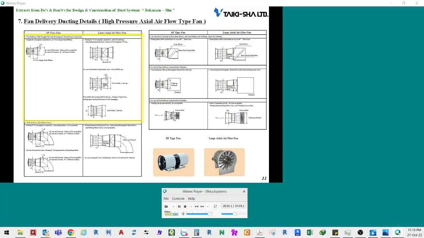For SF fans, a rectangle to round duct is used. If the diameter of a fan is represented as d, the length of a rectangle to round duct is approximately 0.7 d, or 300 millimeters or longer. The size of a duct may be the same as d if a 4-pole motor is used. If a 2-pole motor is used, however, the extension angle of one side is within 15 degrees, or that of both sides is within 30 degrees.